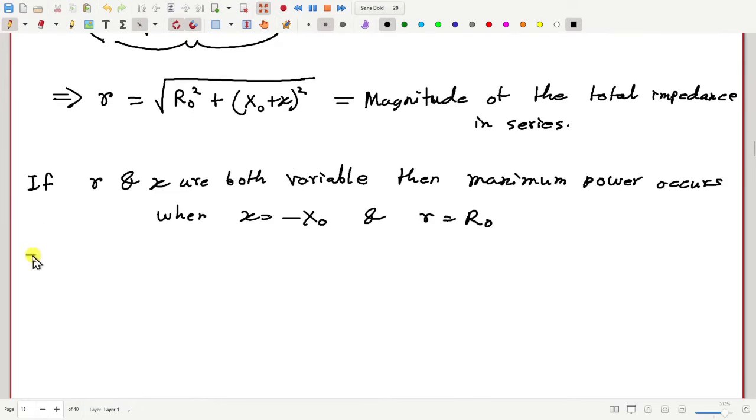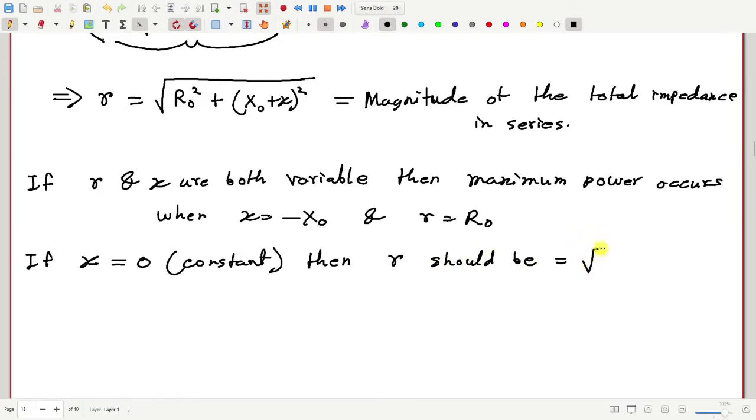Now if little x is 0 constant, then what should be the value of little r? Then little r should be root over R naught square plus X naught square. Yes, absolutely right.